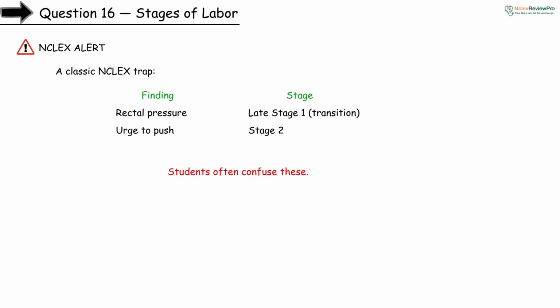Here's your NCLEX alert. You must clearly distinguish between rectal pressure and the urge to push. Rectal pressure happens in late stage 1 during transition. The urge to push means you are in stage 2. This is a very common exam trap.